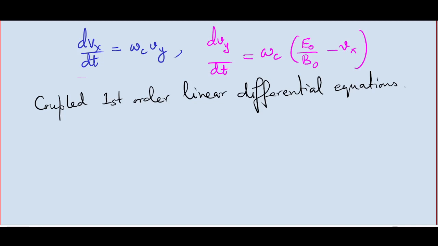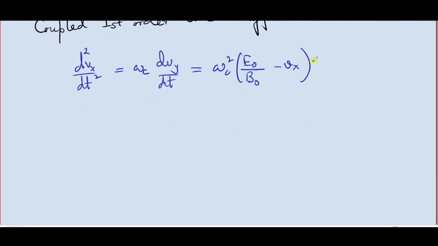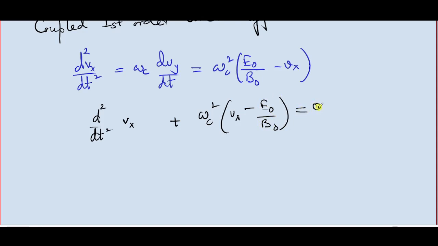The first method, the one which we begin with now, is actually pretty simple. All you do is try to end up with dvy/dt, which depends on Vx here. And the way to do that is differentiate this equation with respect to time. So you get d2Vx/dt2 equals omega c times dvy/dt, and that, when you substitute this back, gives you omega c square times (E0 by B0 minus Vx). So if I bring everything to one side, we end up with the second derivative of Vx plus omega c square times (Vx minus E0 by B0) equal to 0. Now, all of you would recognize that this is nothing but the harmonic oscillator equation.